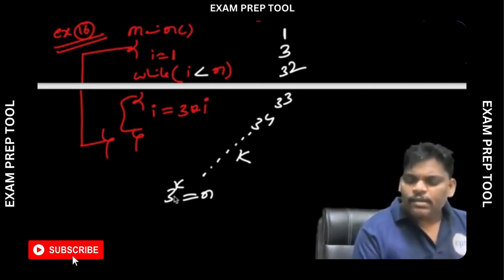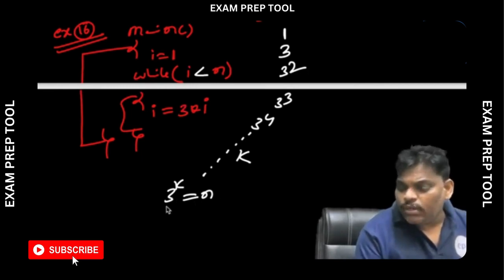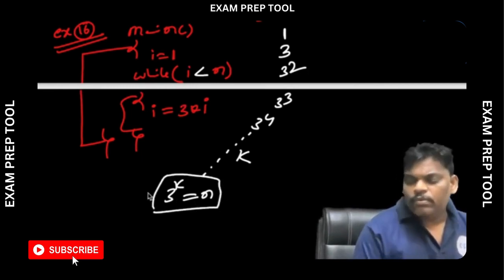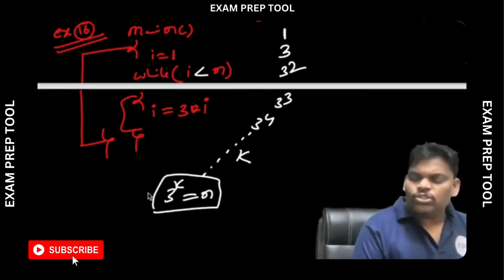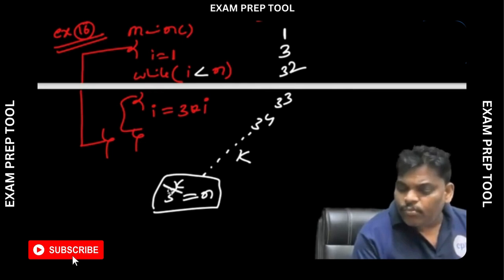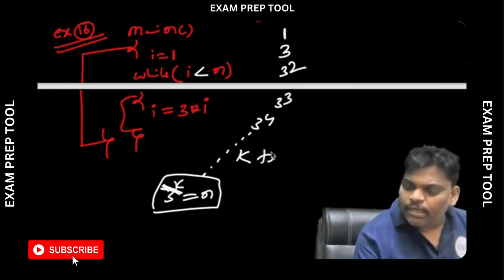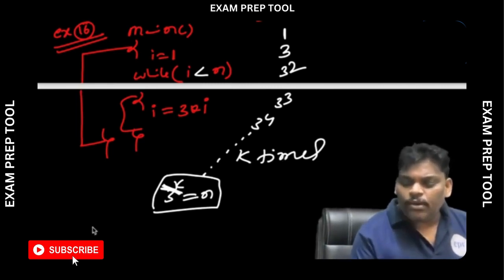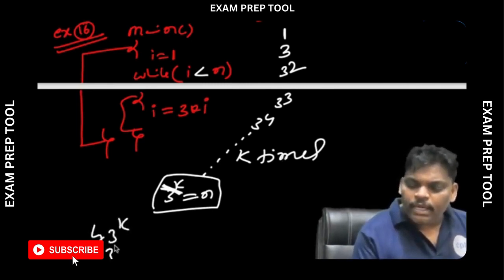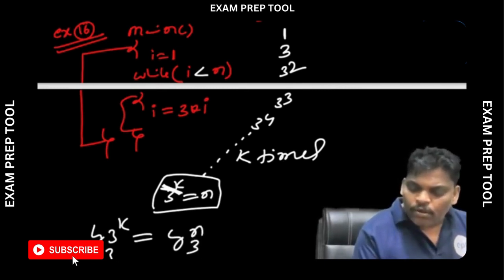Assume that equal is not there. So when you continue, the i value became 3 power k, which is equal to n. Both are equal, then stop. Incrementing, at some point of time they both will be equal, right? There we stop. For which k value will both be equal? Apply log. 3 power k is equal to n, so log 3 power k base 3 is equal to log n base 3. Finally, k is equal to log n base 3.